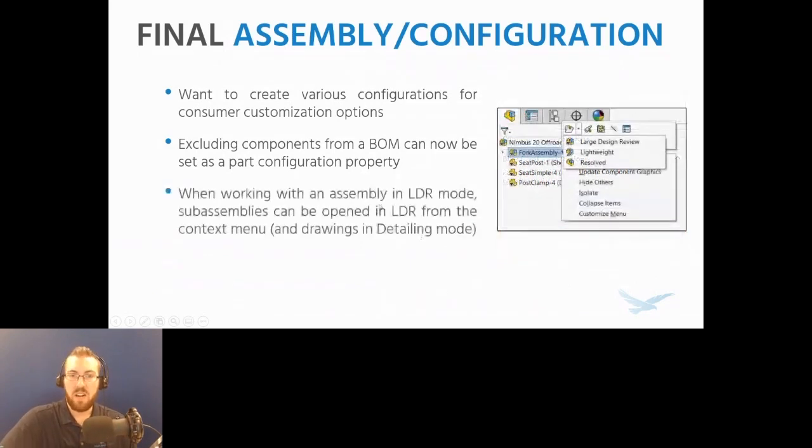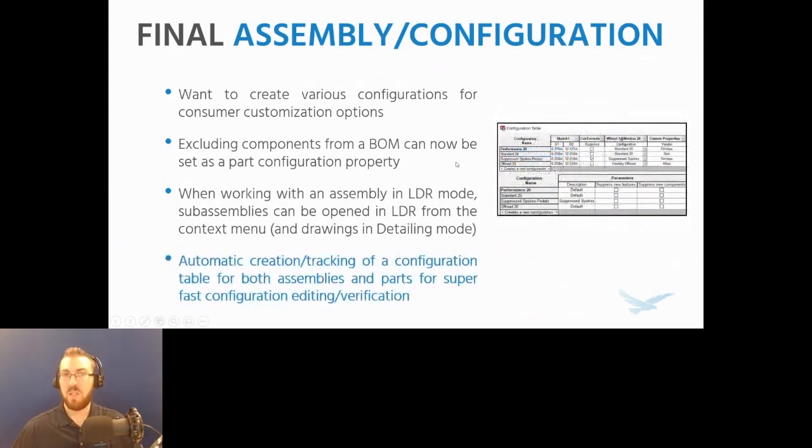The other big thing here is performance modes. So when you have a large design review mode, right? That's our big performance mode for very heavy top-level assemblies with thousands of parts. You can now open sub-assemblies of those top levels directly into LDR from the context menu. So just a little shortcut to help you get into LDR for sub-assemblies a lot more quickly. If you have attached drawings, you can also open those in detailing mode.